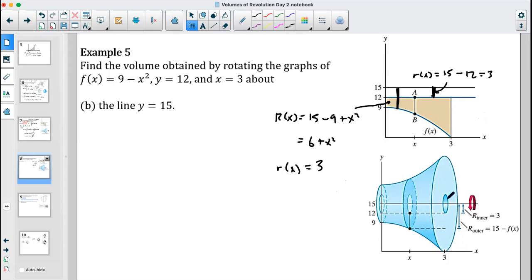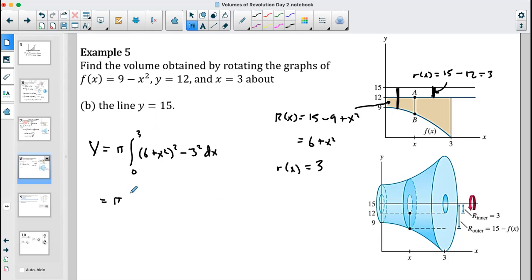We still have to include it because this is not a disc, it's a washer. There's a hole in it. So I can do my volume thing, still going from 0 to 3. I'm going to do big R squared minus little r squared dx.